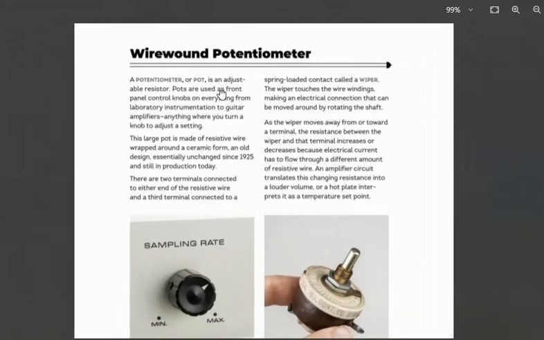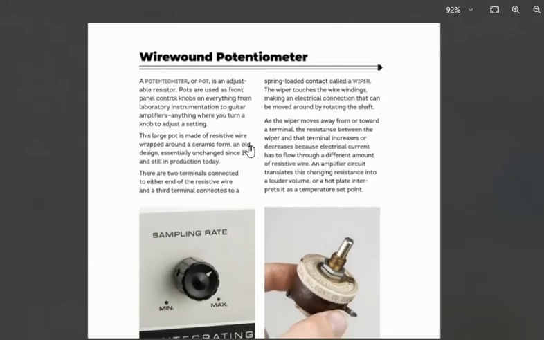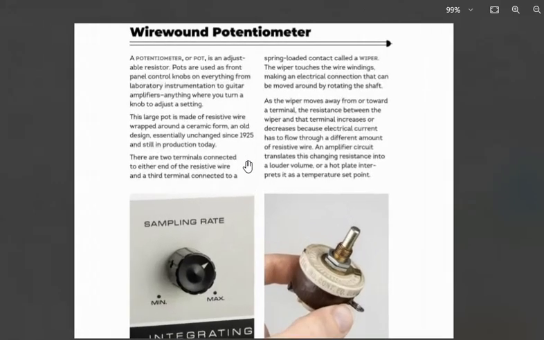Our next component is named the wirewound potentiometer. Let's start with the first heading, what it does. For this potentiometer, imagine a knob that controls the volume on your stereo. A potentiometer, or a pot, is like that knob for electricity. It lets you adjust the amount of electricity flowing through a circuit. I'm repeating this because I said to imagine a knob that controls the volume on your stereo.